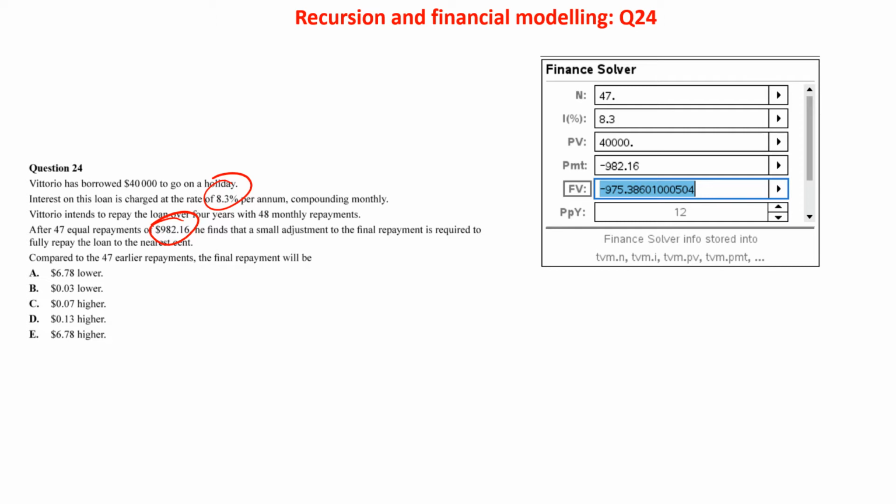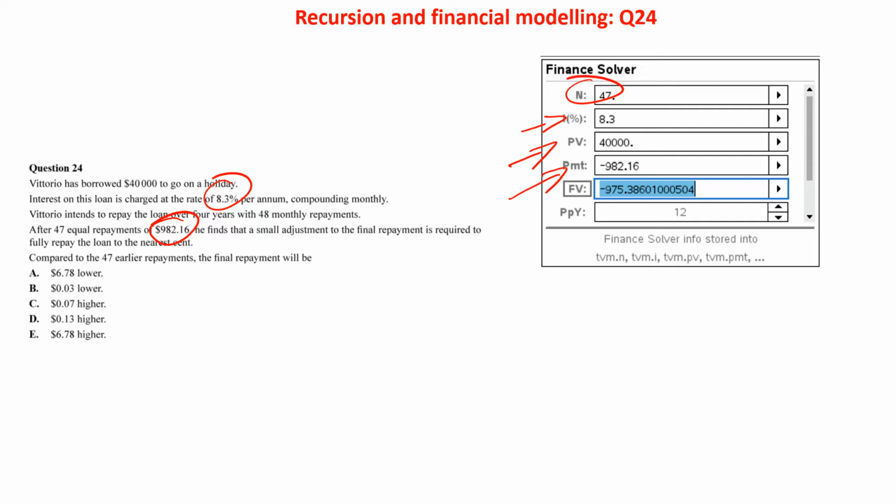So the 47 payments allows you to work out what's left in that last repayment. I've put in N for 47, then the interest rate and the principal value, because you're told it was 40. You're told the payment is 982.16, and your final value is 975. So it's basically saying your payment is 982, but your final value is 975.